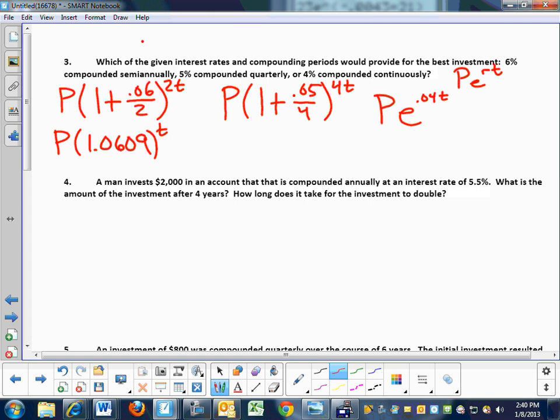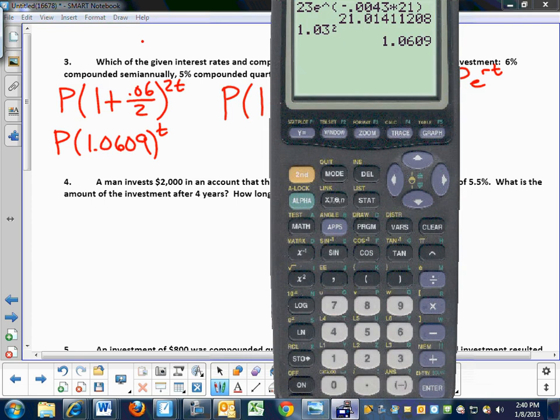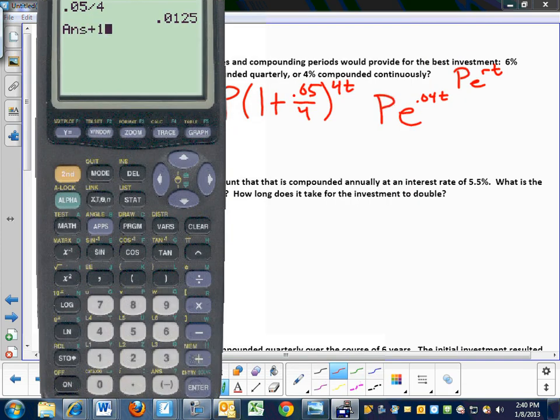So that one is that. And then I can do another one. Let's see, 0.05 divided by 4. And I want to add 1 to that. And I'm going to take that to the 4th power. I'll use up that exponent. I get 1.0509.